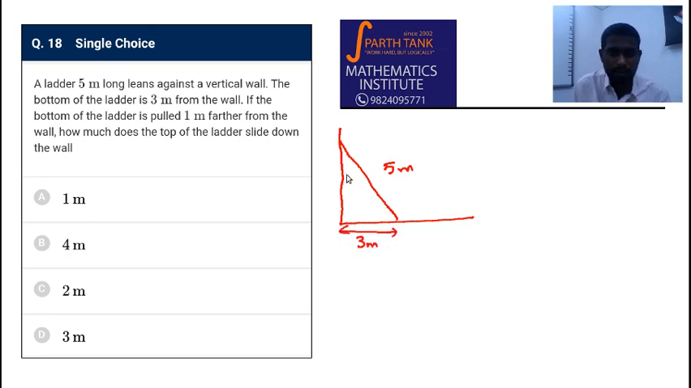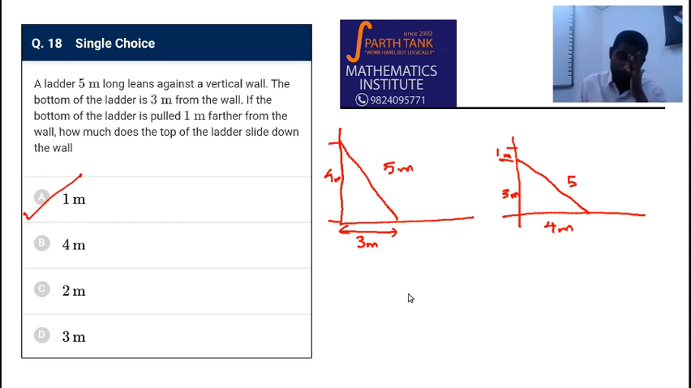If the bottom of the ladder is pulled, so this obviously is 4, we know. This height is 4 meters, right? Now if the bottom of the ladder is pulled 1 meter farther from the wall, the ladder's length is the same, but this becomes 4 meters, then obviously this is going to become 3 meters. So how much does the top of the ladder slide down the wall? 1 meter. Earlier it was at 4 meters and it is going down by this 1 meter. So the answer is 1 meter.